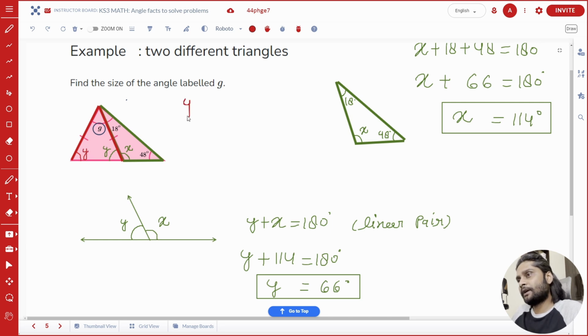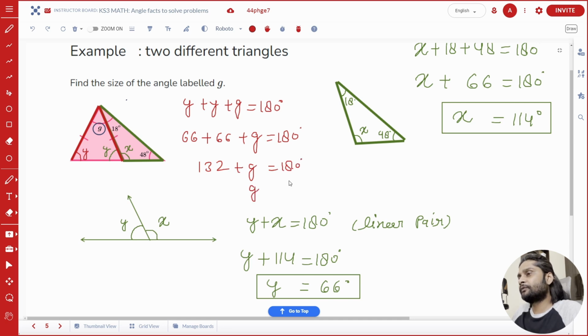Now you can consider y plus y plus g. That's again going to be equal to 180 degrees. Now y you already figured out, 66 and 66. g is still unknown. That's what we can figure out from here. We get 132 plus g equals 180 degrees. So when you take away 132 from 180, you will get 48 degrees. So that's your final answer for g. I hope it's clear, students.